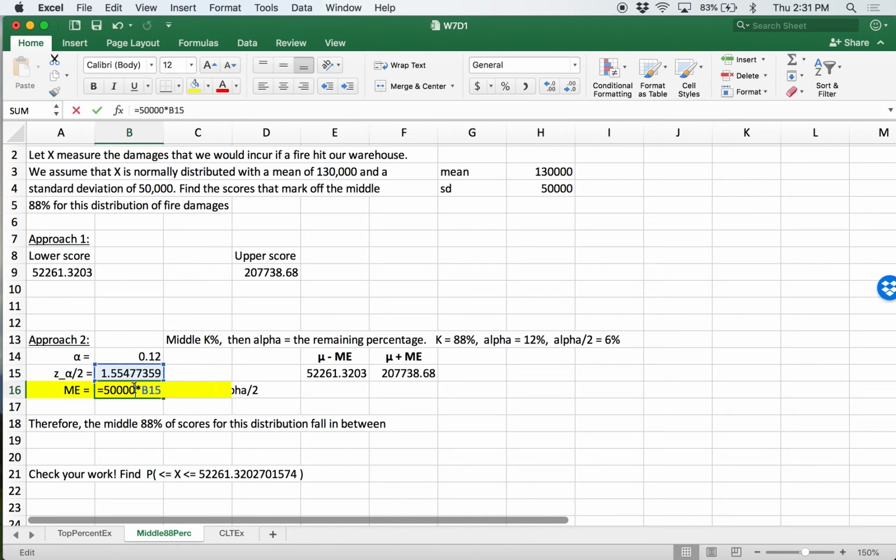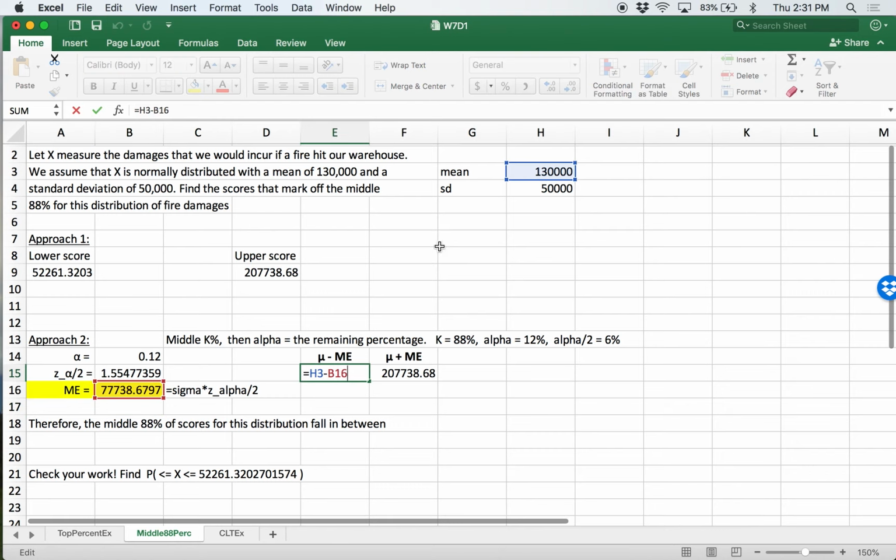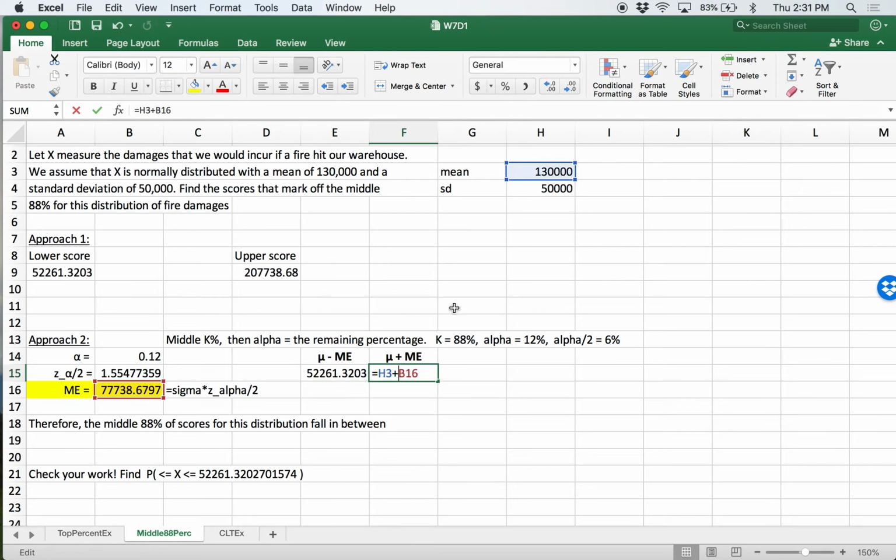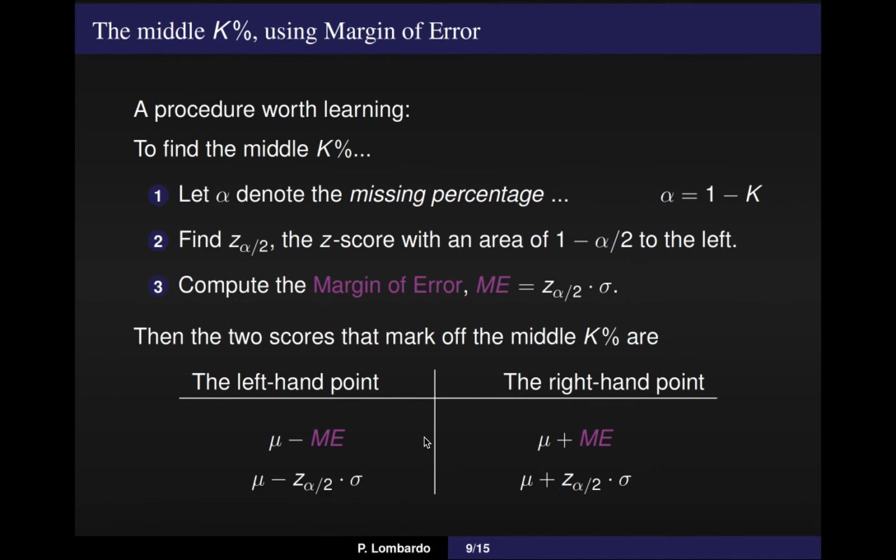The margin of error just took that critical value multiplied by the standard deviation of the normal distribution. And then to get the left and the right-hand points, we took the mean and we subtracted that margin of error for the one on the left. And then for the right-hand point, we took the mean and we added the margin of error. Okay? The general formula ends up looking like mean minus critical value times standard deviation for the left-hand point, mean plus critical value times standard deviation for the right-hand point.